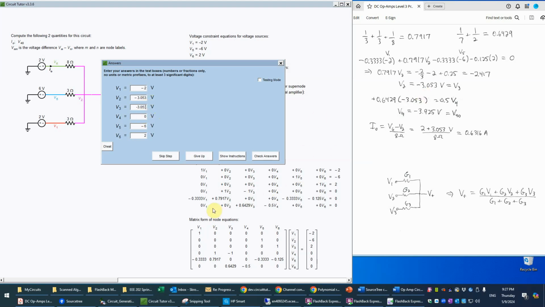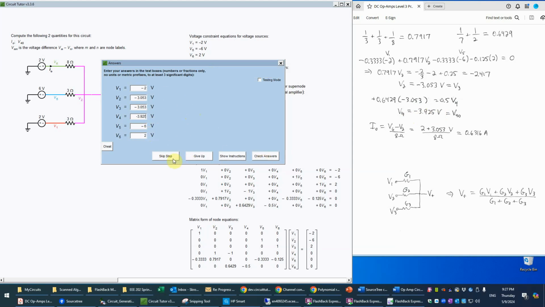And then using the last equation, now we can find V4. So we have the 0.6429 V3, and we just found the V3. It's -3.053. Plug that in there, and that's equal to, just moving this term over to the other side, 0.5 V4, and we want V4, so we'll just divide both sides by 1/2 and do the arithmetic there, and that gives us -3.925. So that's our V4. -3.925, and that should hopefully be correct, so we'll check that.